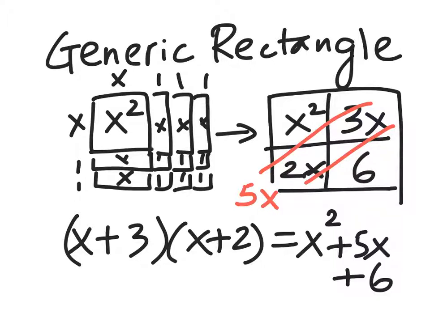3 times x plus 2 is x squared plus 5x plus 6. Now notice that the x squared is really the area of this box with the dimension x times x. And the 3x comes from x times 3. The 2x here comes from x times 2, and the 6 comes from 2 times 3. So inside each box is the area of that box, derived from multiplying the length and width of this box. So this is important to remember, that the generic rectangle really represents the area of each of the sub-boxes here.